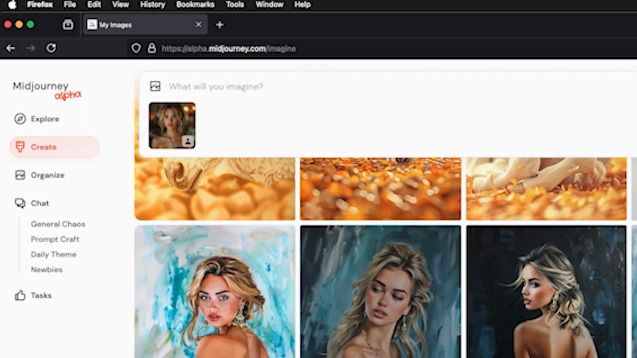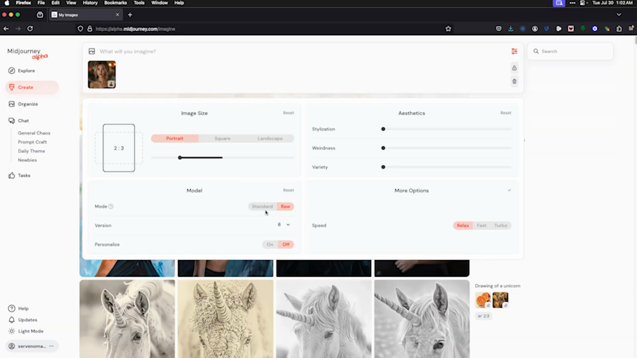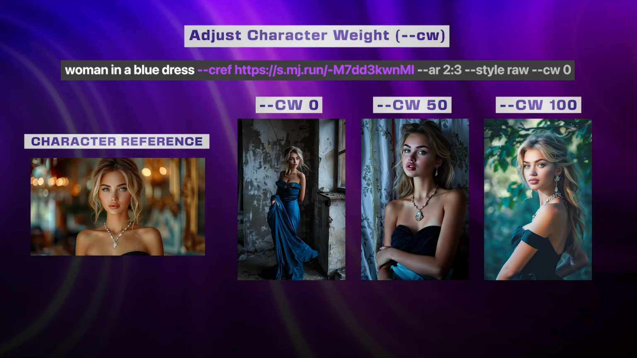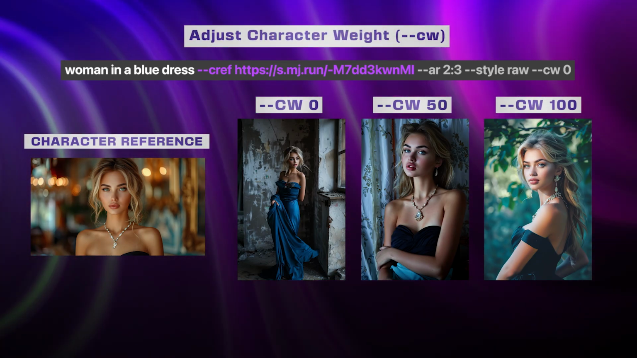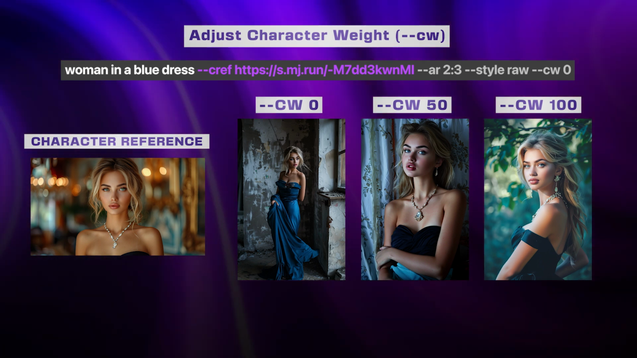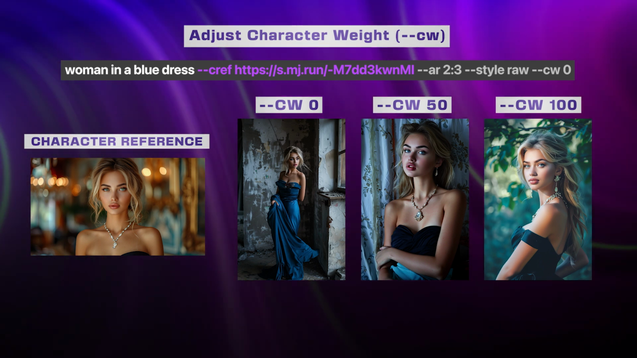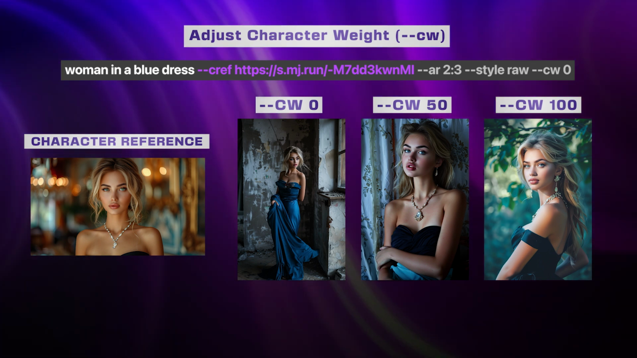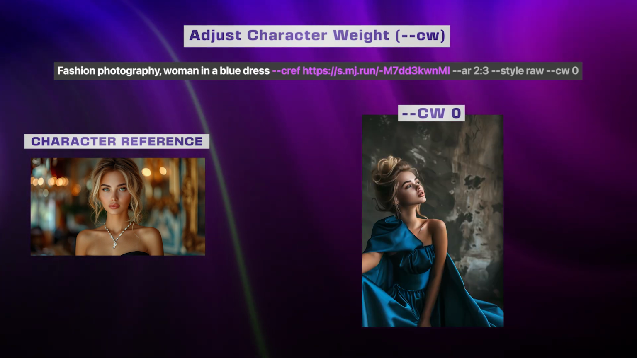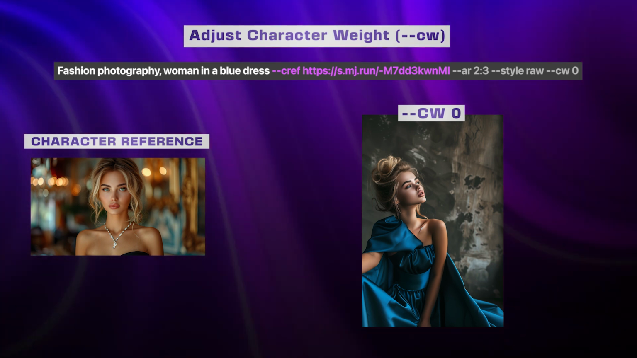If we switch to RAW mode, Midjourney will listen more closely to the prompt and character reference image, so I prefer to do my character reference work in RAW mode. You can tell Midjourney how much to listen to the character reference by using the character weight parameter, which is on a scale of 0 to 100. As you use a higher number, Midjourney will incorporate more of the original image's clothing, hairstyle, and body position into the output. We can also add the words fashion photography to the start of our prompt to get a more consistent image.